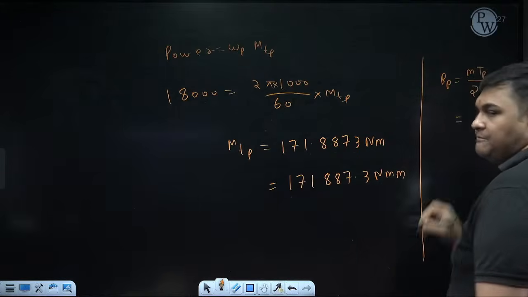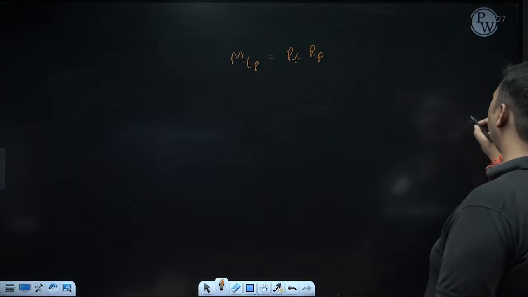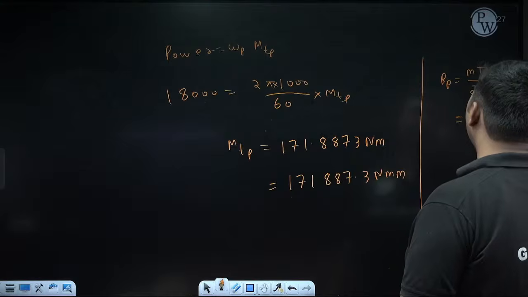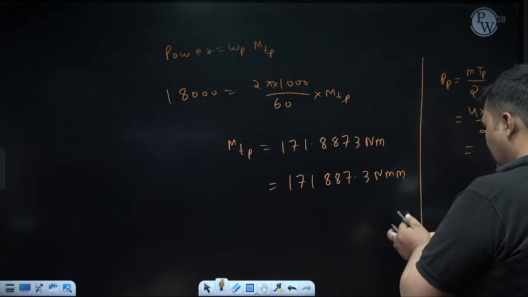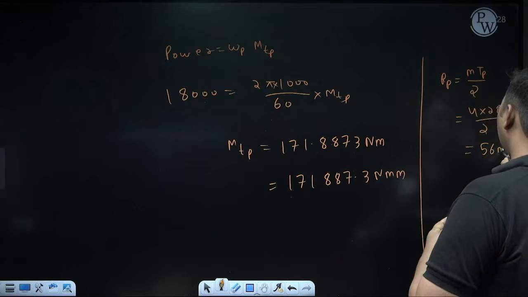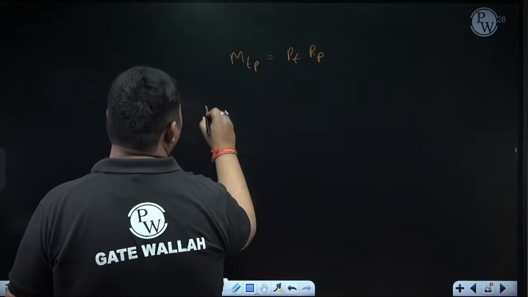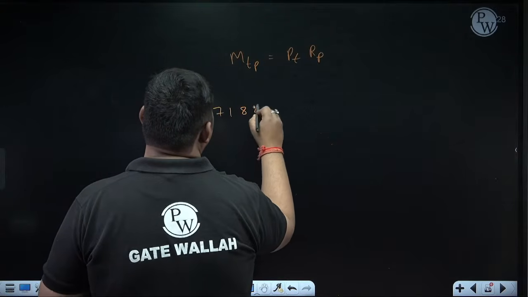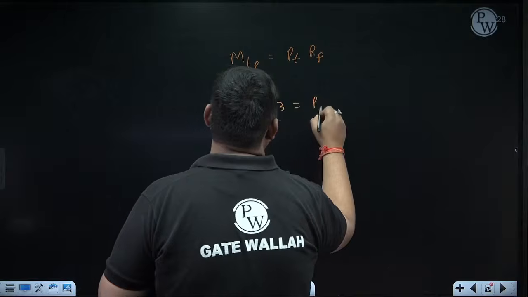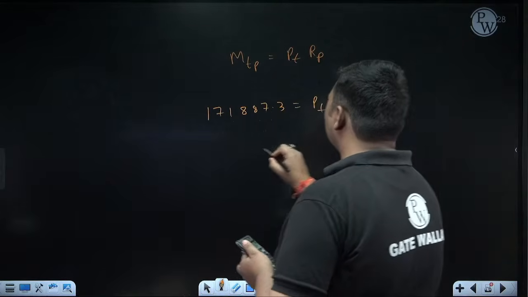Now module is 4 mm and number of teeth on pinion is 28. So it is 4 into 28 divided by 2. How much is it coming? It is coming 56 mm. Check the calculation. Just put here, I am putting torque in Newton mm, it is 171,887.3 equal to PT. Then put radius also in mm, pitch radius in mm is 56. So we'll get PT in Newton.